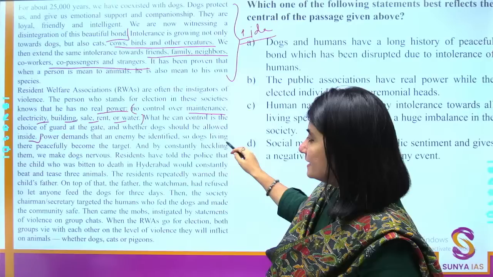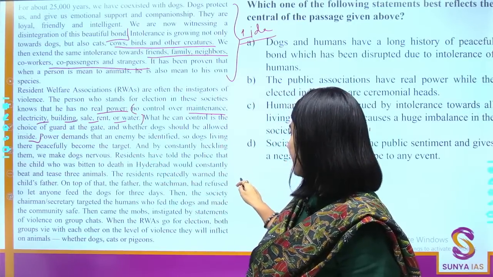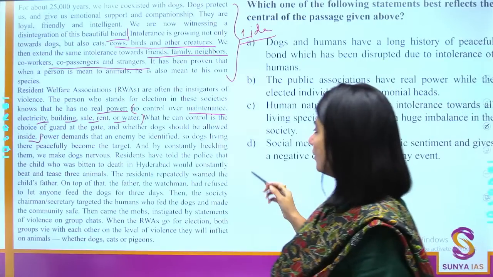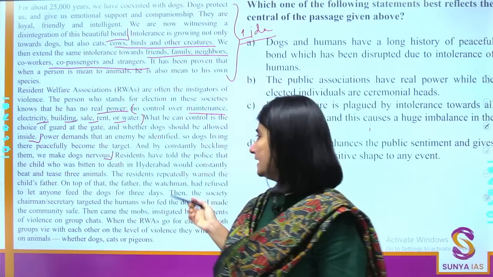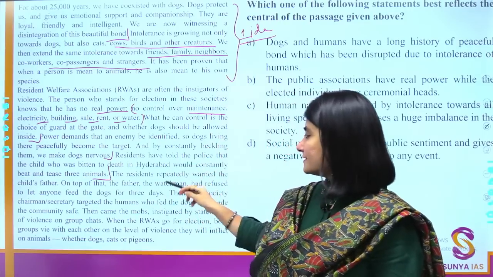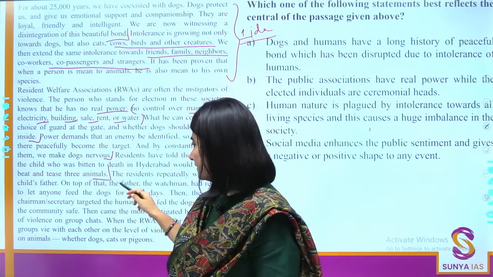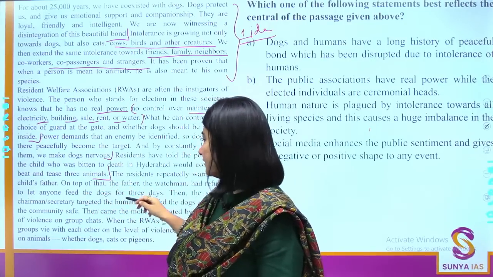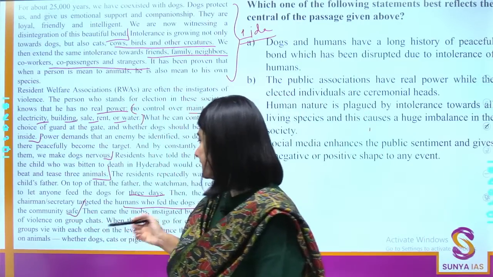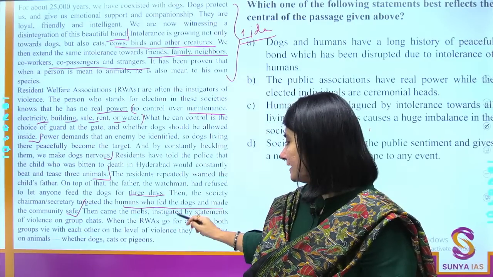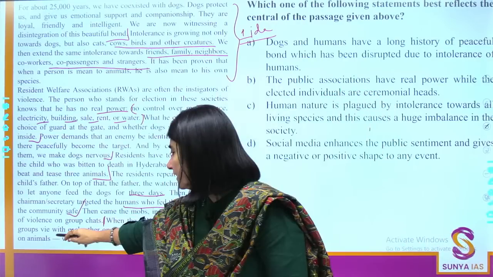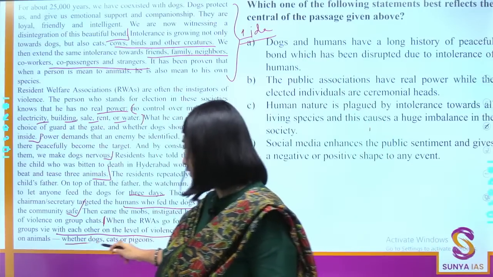So dogs living there peacefully become the target. And by constantly heckling them, we make dogs nervous. Residents have told the police that the child who was bitten to death in Hyderabad would constantly beat and tease animals. The residents repeatedly warned the child's father. On top of that, the father, the watchman, had refused to let anyone feed the dogs for 3 days. Then the society chairman and secretary targeted the humans who fed the dogs and made the community unsafe. Then came the mobs instigated by the statements of violence on group chats. When the RWAs go for election, they compete with each other on the level of violence they will inflict on animals, whether dogs, cats or pigeons.